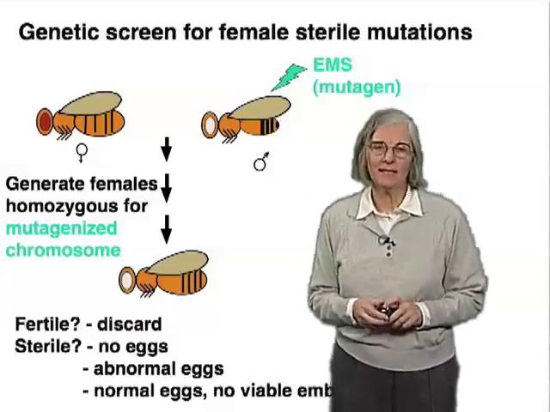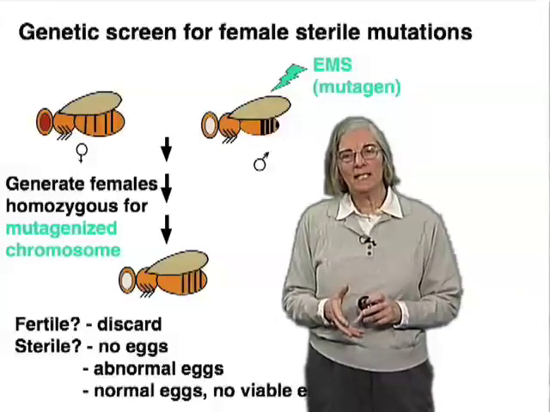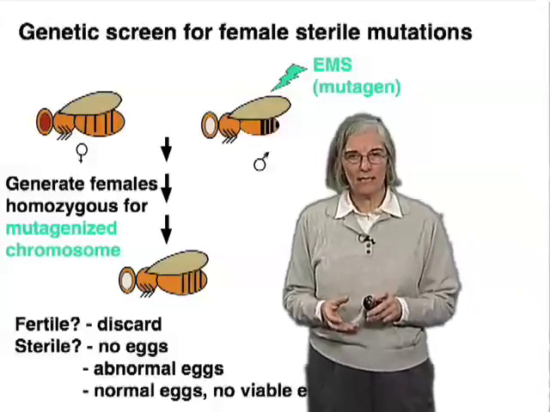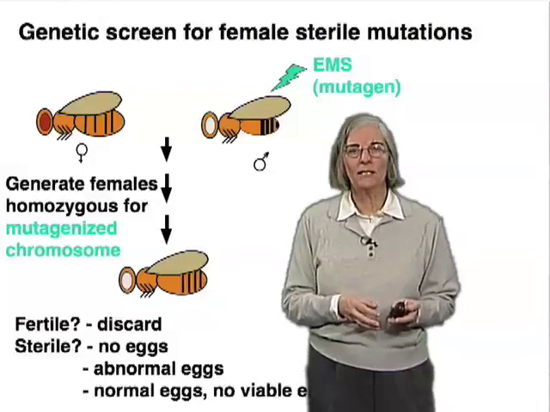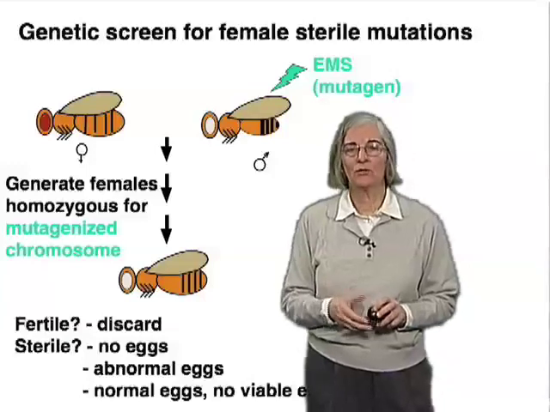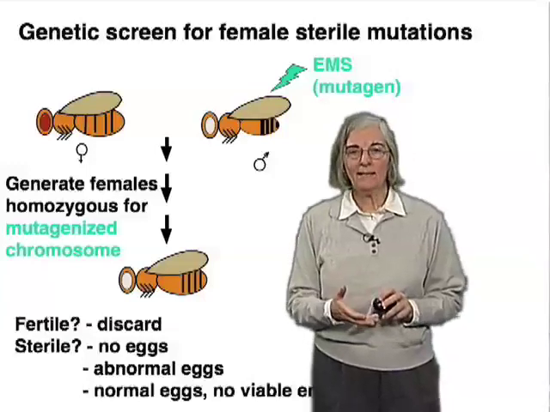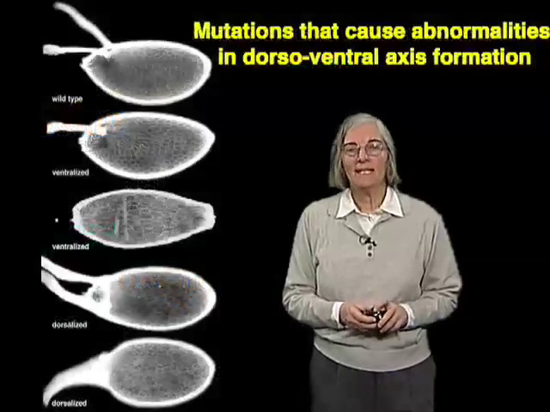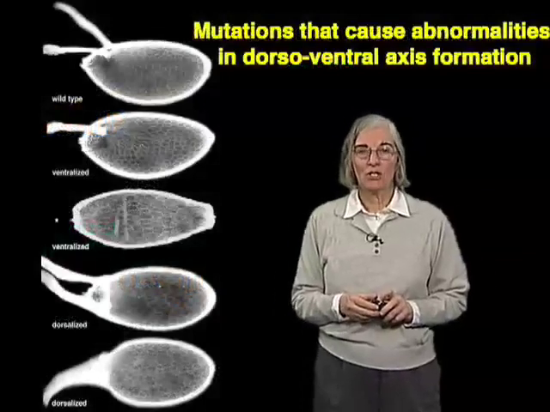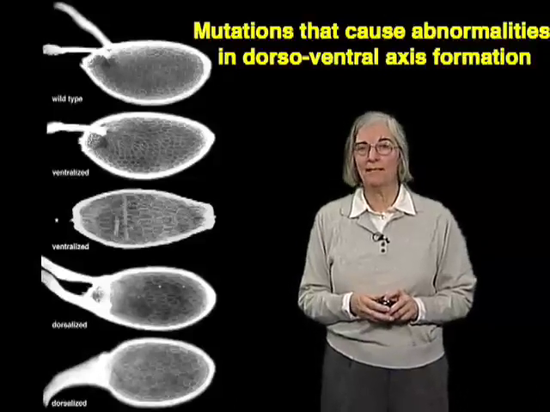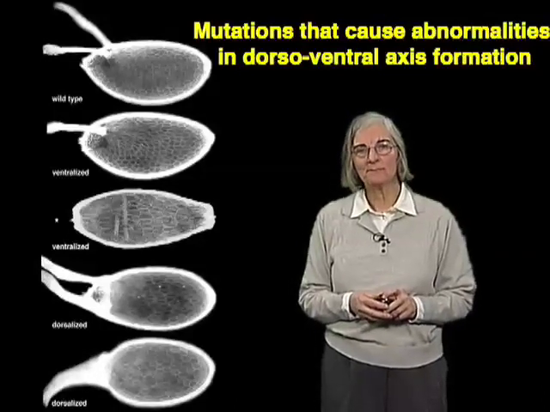And then we can test such females to see whether they lay normal eggs, whether they lay abnormal eggs, what the embryos inside these eggs look like. And whenever we see something of interest to our question, we can retain the lines and then study them in more detail. In this slide here, I'm just showing you a panel of different mutant phenotypes that we found when we did such mutagenesis screens.